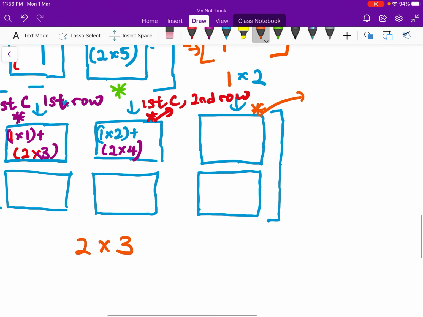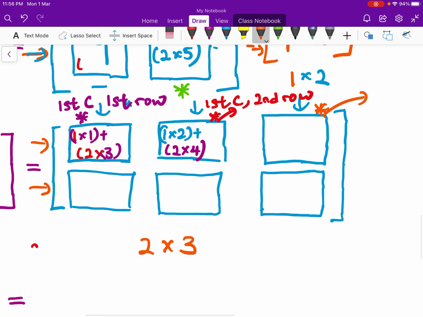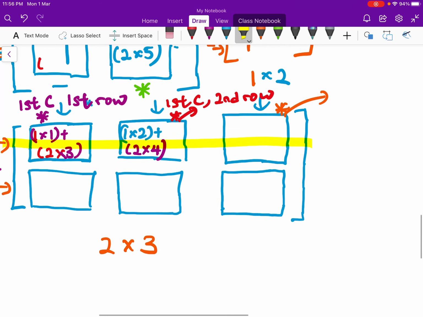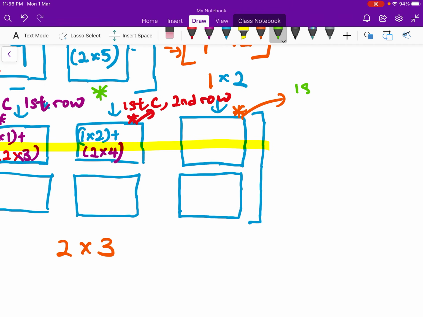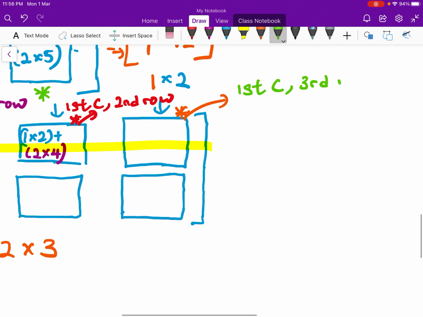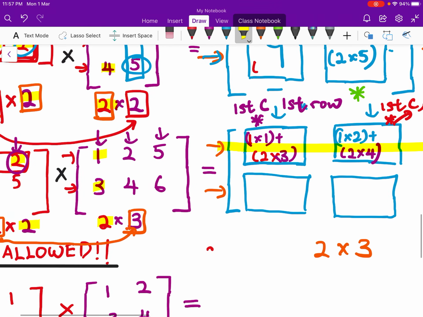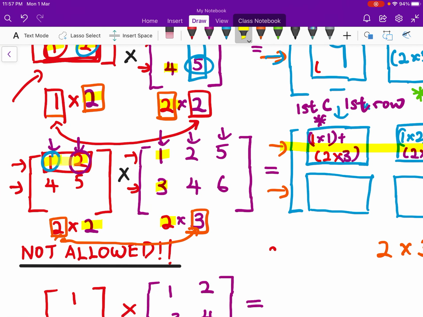So now we are still on the first column, because this is our first column. But we are moving on to our third row already. First column, third row. Of course, we know that for our first matrix we are still at the first column, but for the purple matrix we are moving on to the third row.